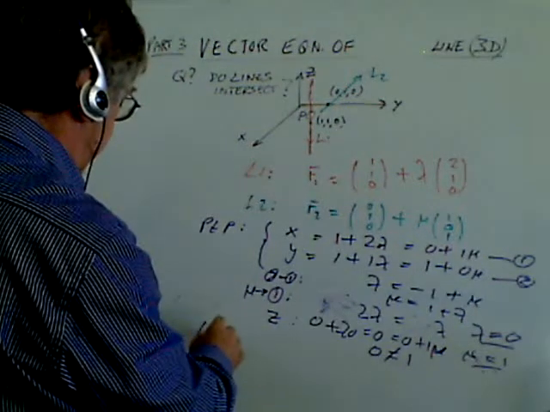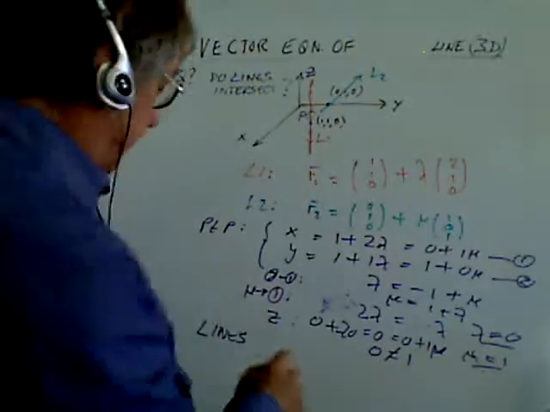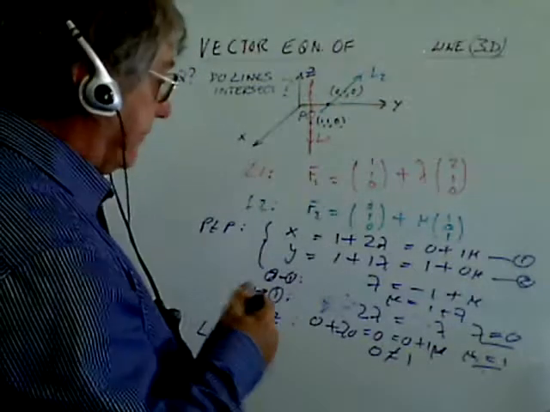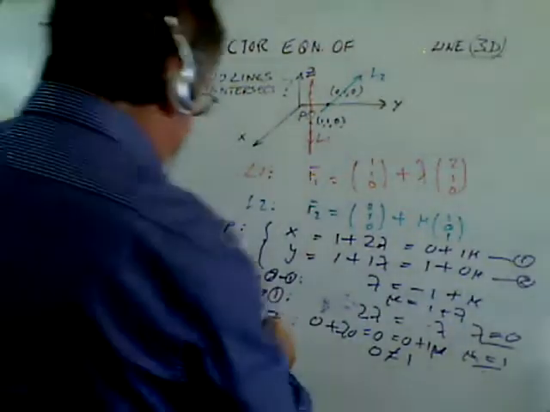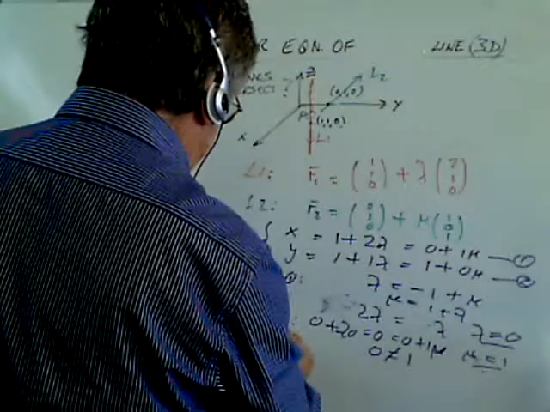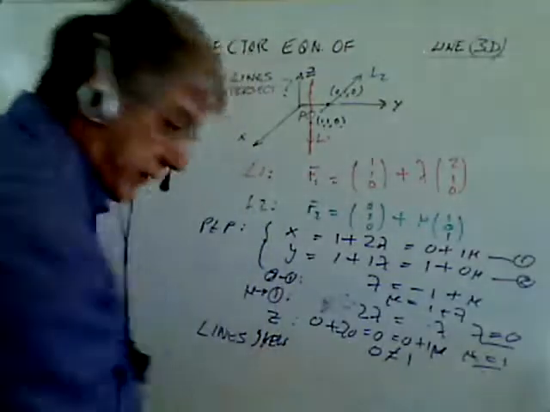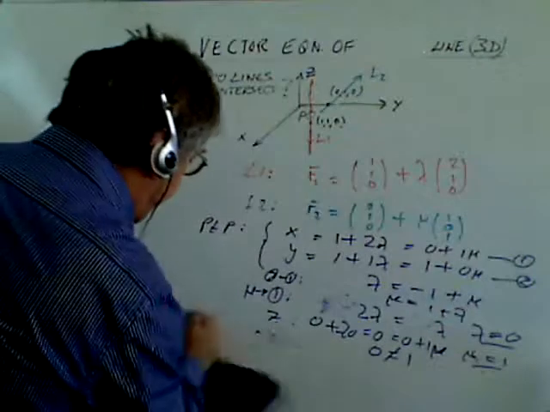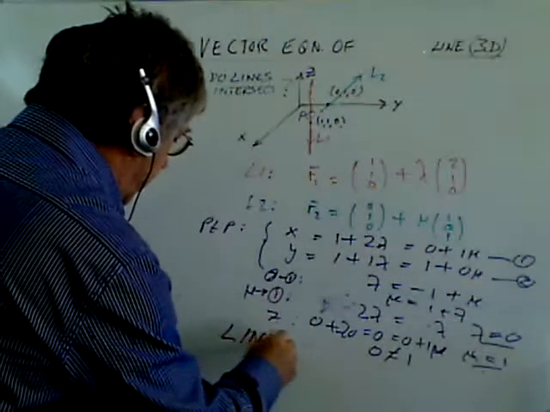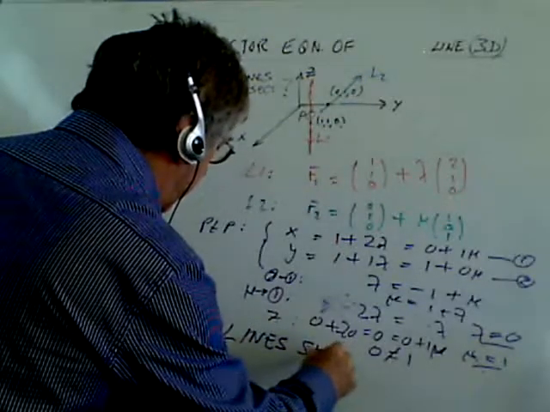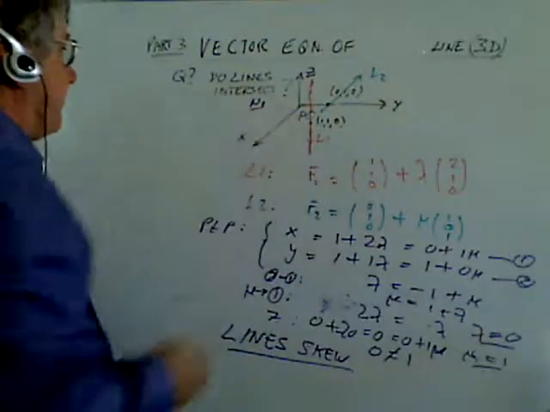So we can say that because they don't intersect, they must be skew lines. They could be parallel, but looking at these direction vectors, they're different, so they're not parallel. So the lines are skew lines. Okay, so the lines are skew. So they don't intersect.